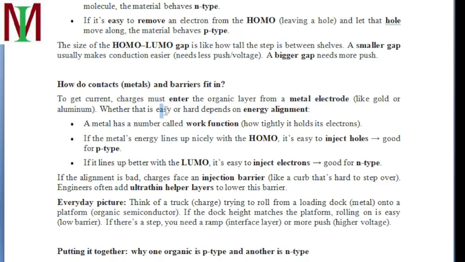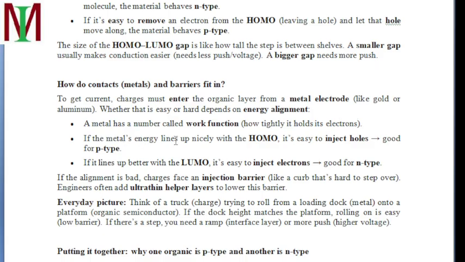Whether that is easy or hard depends upon the energy alignment. Which particular metal needs to be used also needs to be studied and established. It's not that every time we can use iron as the contact metal. A metal has a number called the work function, which is how tightly it holds its electrons.